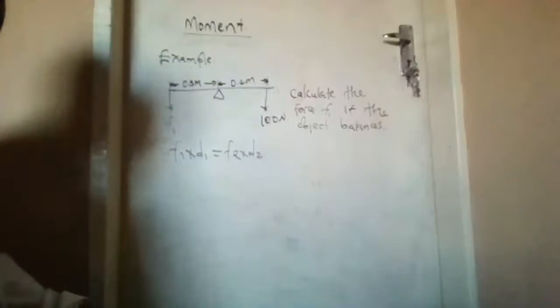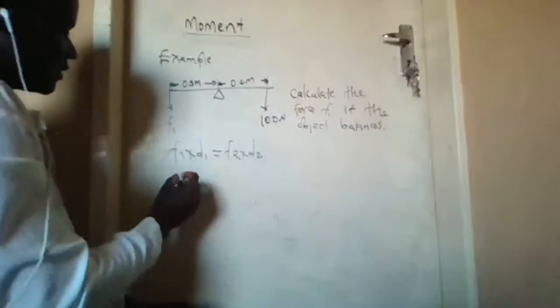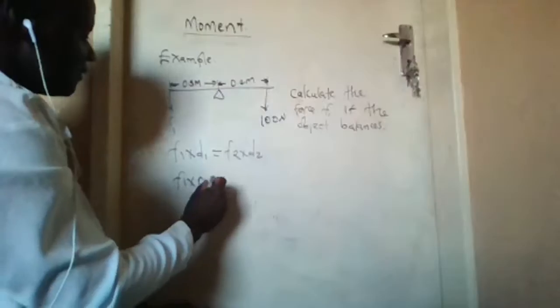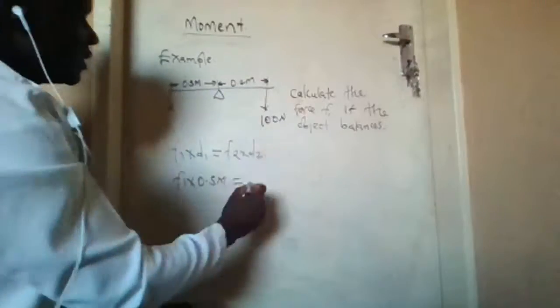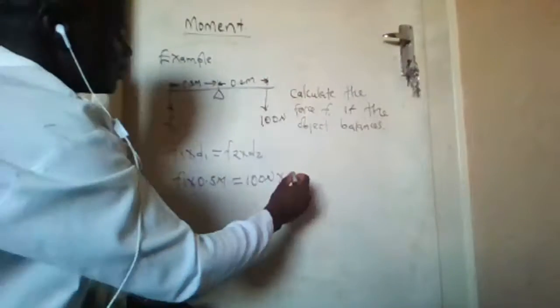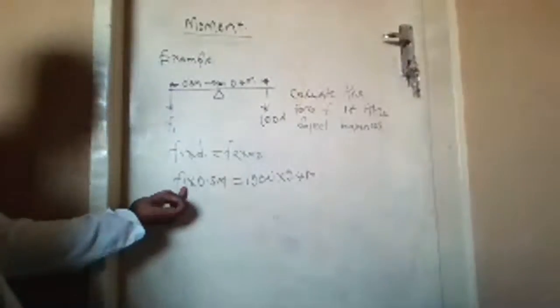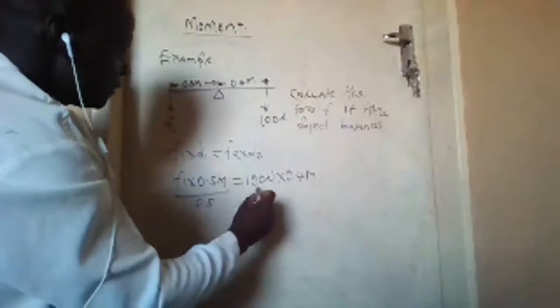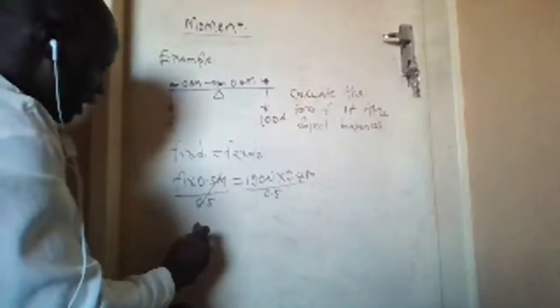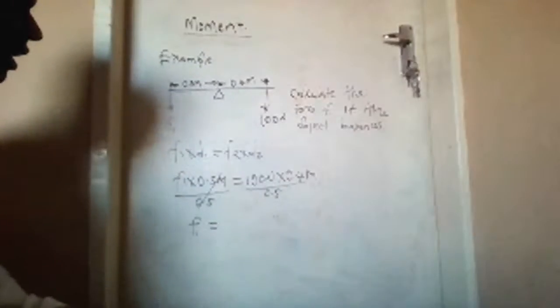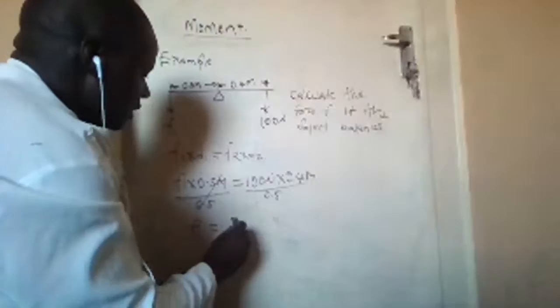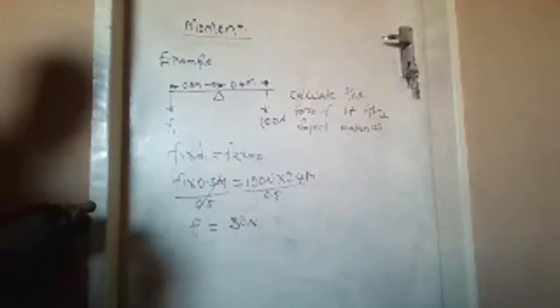Then the question goes like: calculate the force F, this F here, to get the force F1 if the object balances.